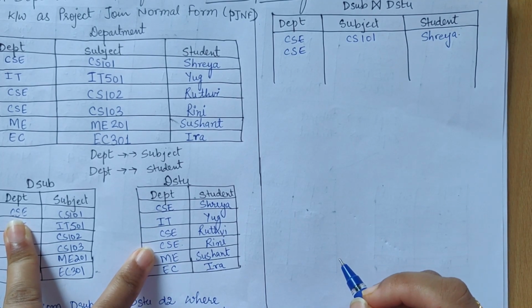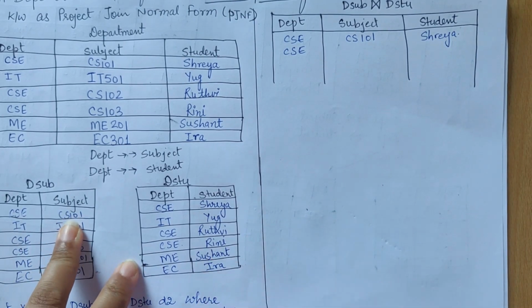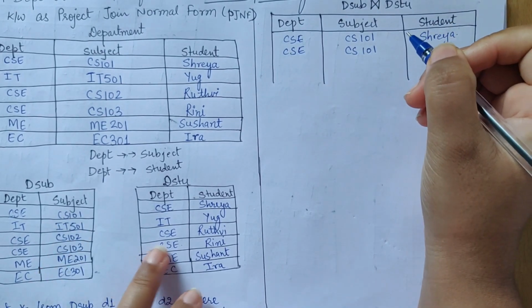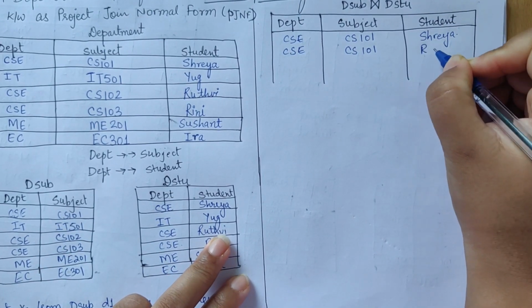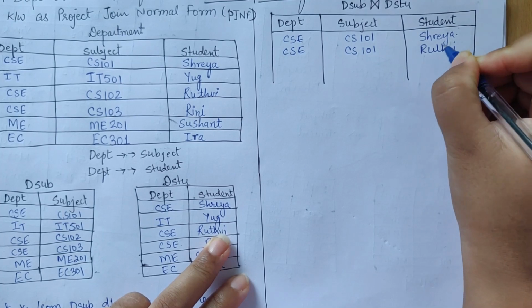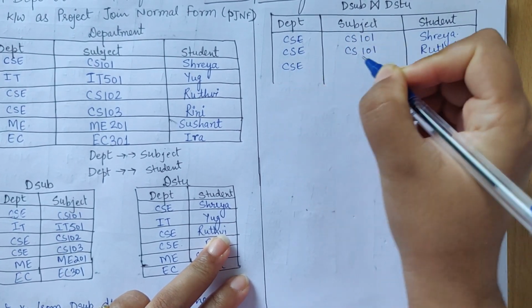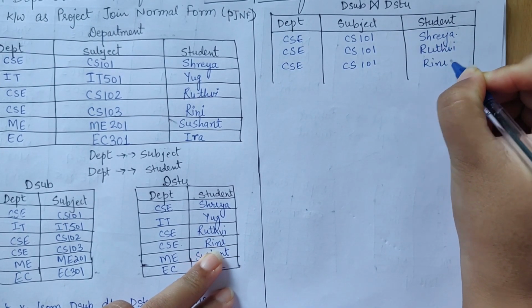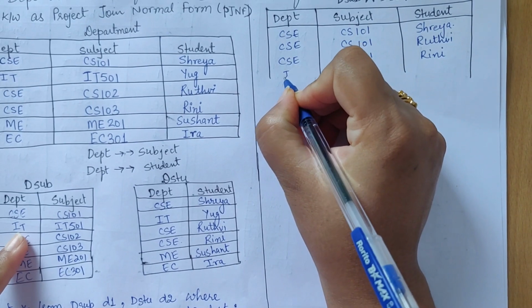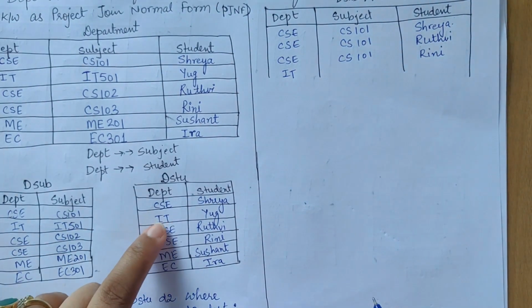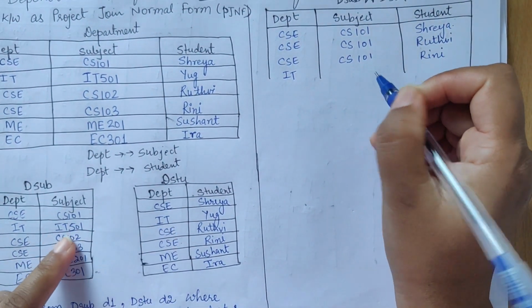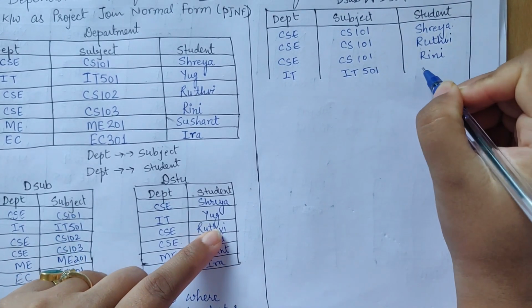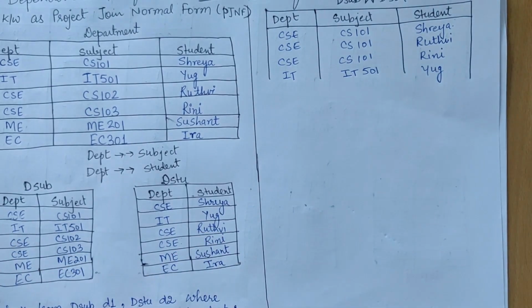So these two CSC will also get joined with the CS101 subject code. And what will come here? Here it will give Rutvi. Similarly, here CS101, and we will get Rini. Next, IT. So here, only one IT tuple is present. So in that case, there is no problem. So IT501, and the value will come as Yug.